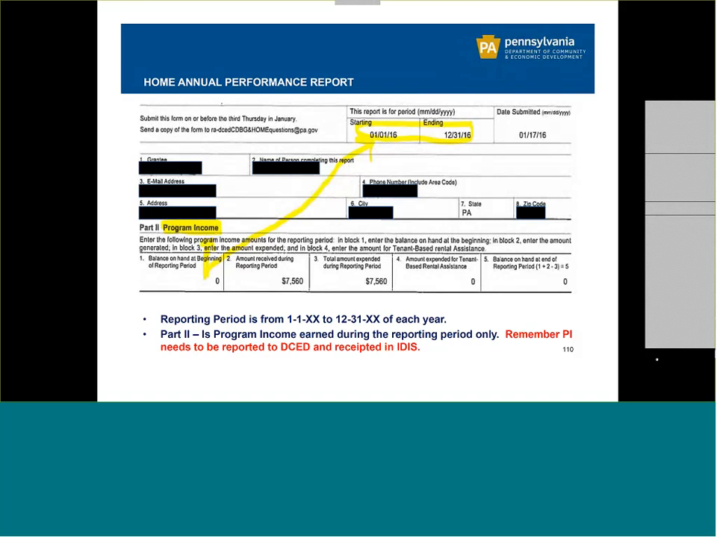Gina's over here shaking her head because we want you to use it as soon as you earn it. So please remember, your PI, not only do you put it here, but you also need to make sure you're reporting it to DCED on your annual fund receipt report, and that it is receipted in IDIS. Crystal and I compare these forms to make sure that it is reported correctly.